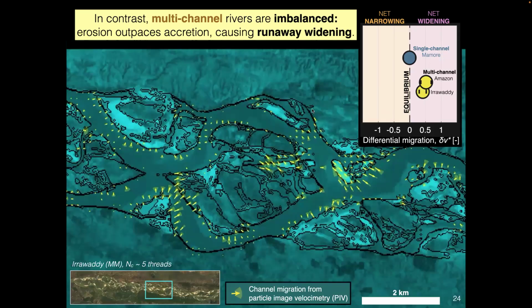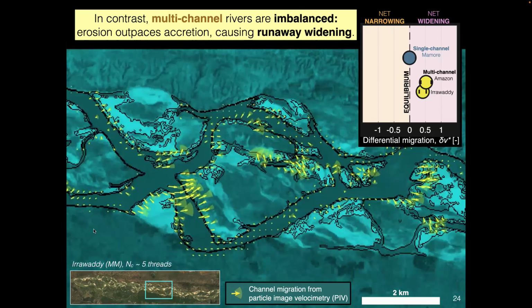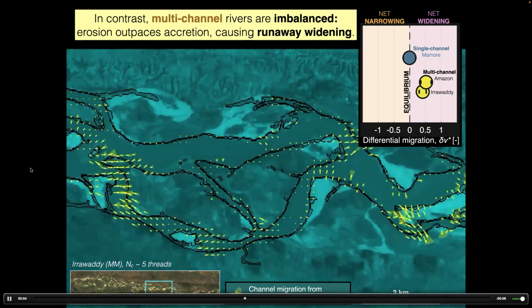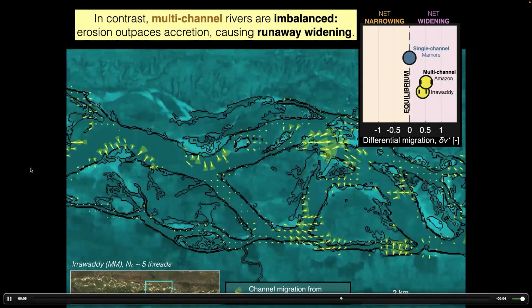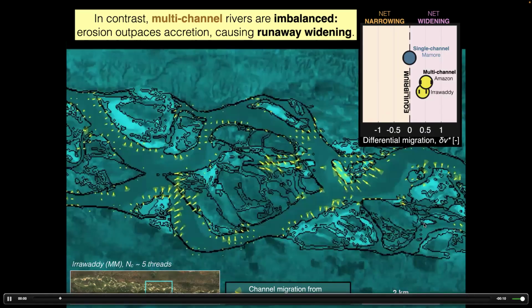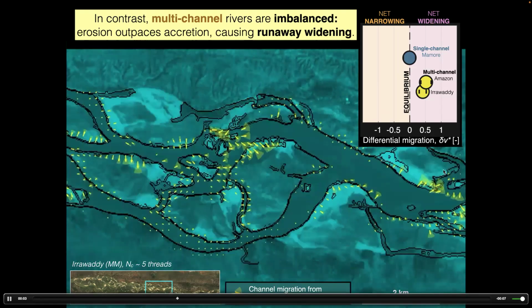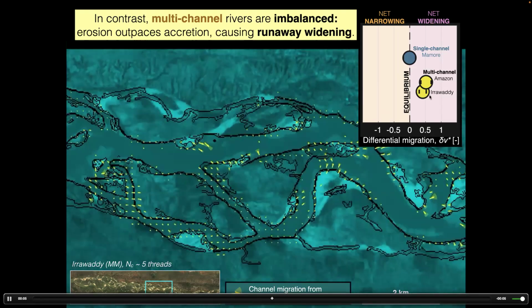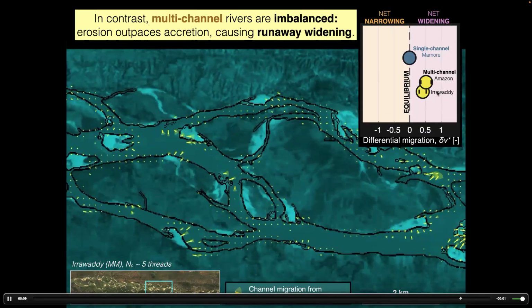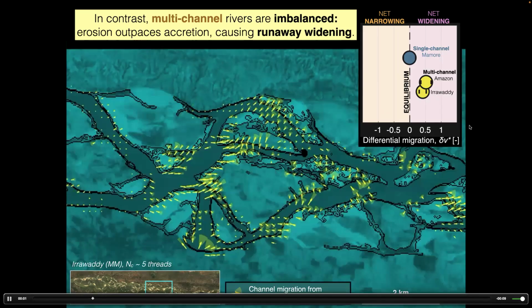We see a similar story when we go to different multi-channel rivers. So here's an example on the Irrawaddy River in Myanmar. I'm going to play that same time lapse. I think you can appreciate that there's a little bit more going on here in terms of downstream motion, and a lot of these threads are colliding and interacting with each other a bit more. But if you take the average differential migration from this river, we actually get a very similar amount of on average widening, similar to the Amazon.